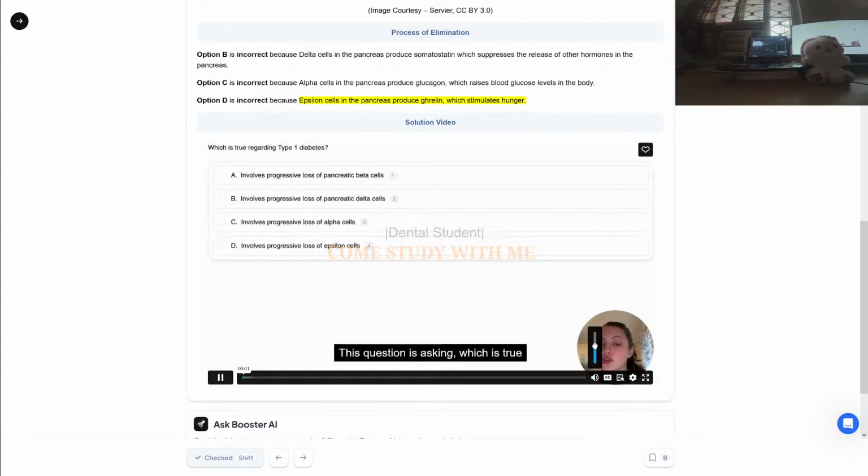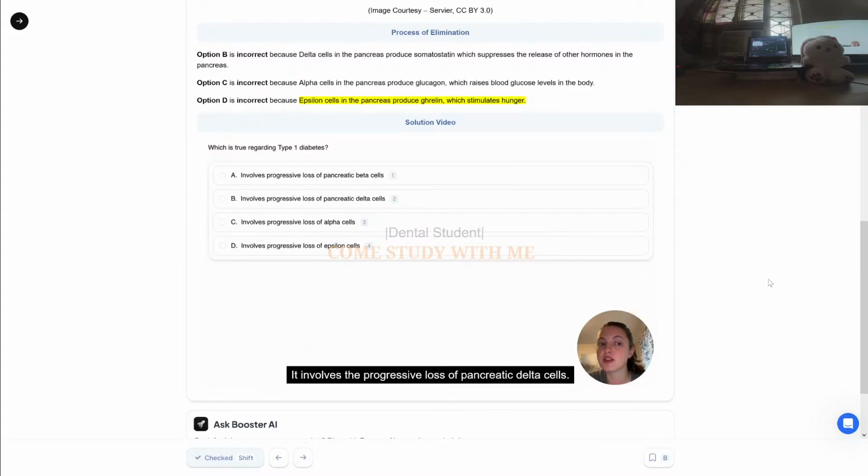The question is asking which is true regarding type 1 diabetes. It involves the progressive loss of pancreatic beta cells. It involves the progressive loss of pancreatic delta cells. It involves the progressive loss of alpha cells, or it involves the progressive loss of epsilon cells.